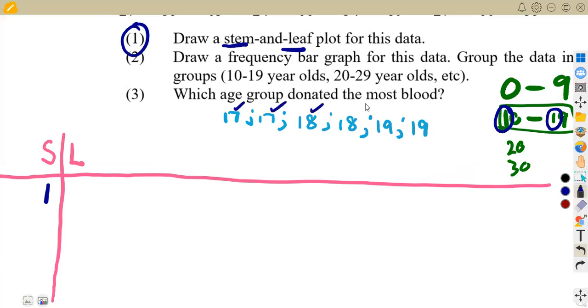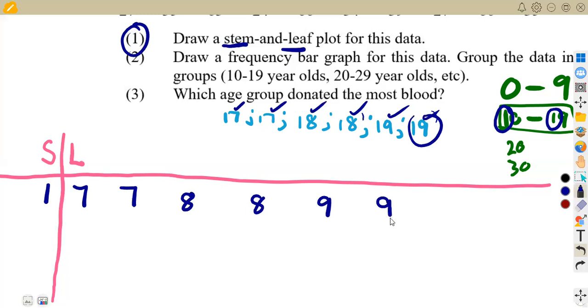If I remove each and every stem here, if I remove this 1, 1, 1, 1, 1, what am I remaining with? That is your leaf, the units. So these are the units that we're going to have here. We're going to remain with a 7. Here, we're going to remain with a 7. Here, we are going to remain with an 8. Here, we are going to remain with 8. On this 19, we are going to remain with 9. On this 19, we are going to remain with a 9.